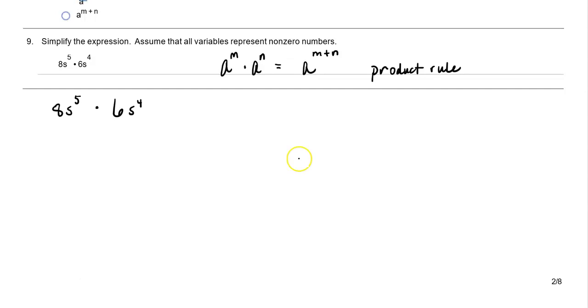So in multiplying 8s to the 5th times 6s to the 4th, we multiply the numerical coefficients the same way we would multiply any numbers. 8 times 6 is 48. Since the base of the exponents are both s, we're applying the product rule here. We have s to the 5th times s to the 4th. We keep the base, which is the s, and we add the exponents. And of course, 5 plus 4 is 9, leaving us with our final result.